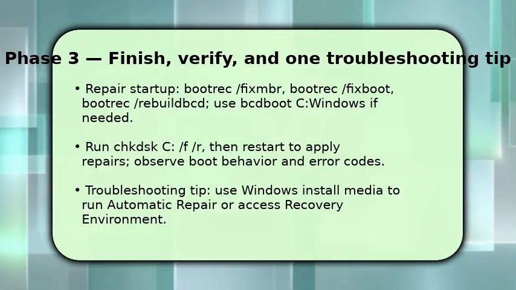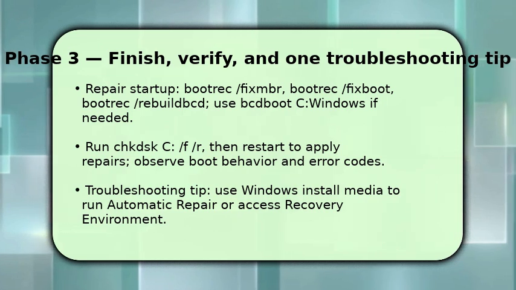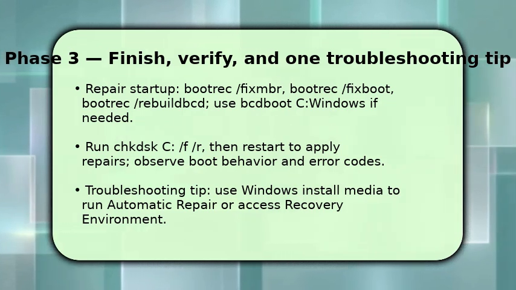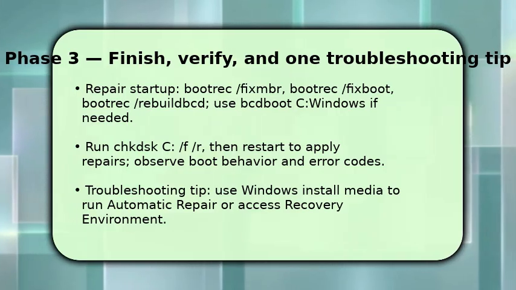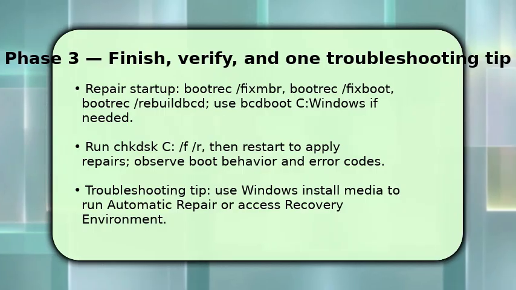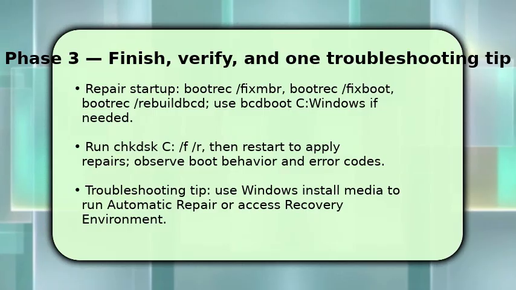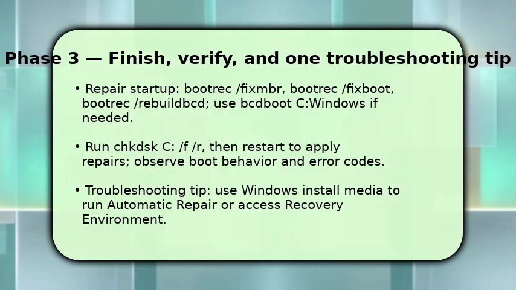Then run chkdsk /f /r to fix bad sectors and file pointers. Once done, restart and observe boot messages. If you still hit errors, use Windows Installation Media to launch automatic repair or the recovery command prompt. That often resolves bootloader and image mismatches when normal tools don't.